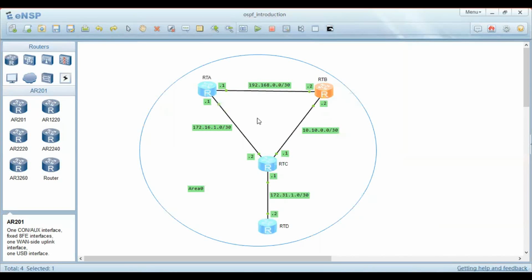So that is the basic operation, the working mechanism of OSPF. In our subsequent lessons, we look at the hierarchy of the areas, the area types, and the LSA types.